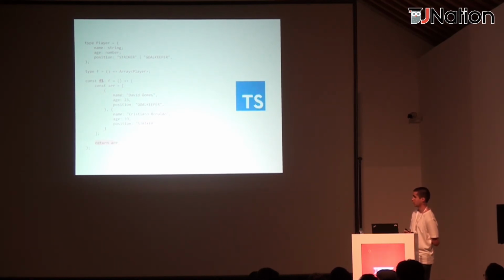But TypeScript does not. TypeScript doesn't understand that ARR is a valid array of players because it doesn't understand that all of the positions in that array are valid positions according to the player type. And so you have to manually annotate the variable in order for TypeScript to accept your program. And once again, we have another example of where TypeScript's type inference falls short.